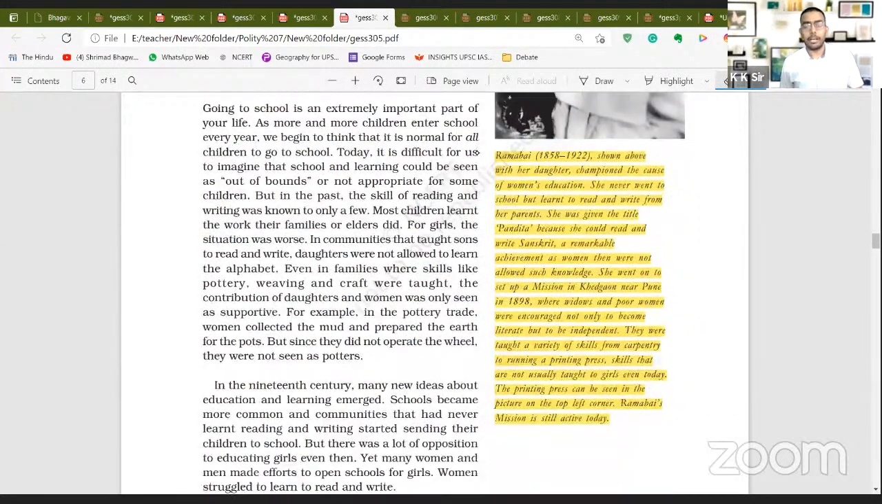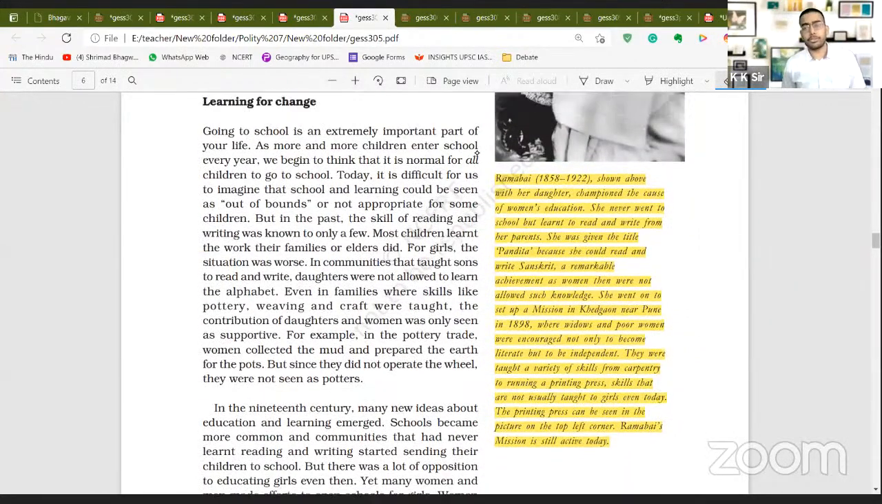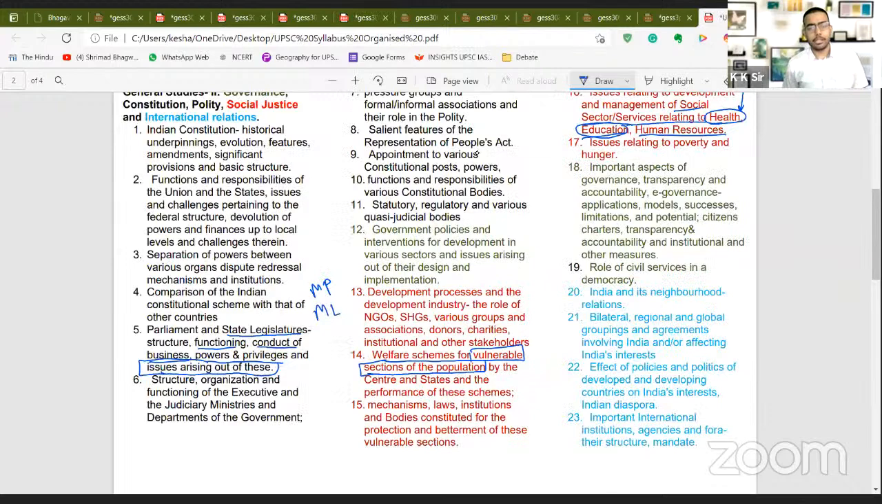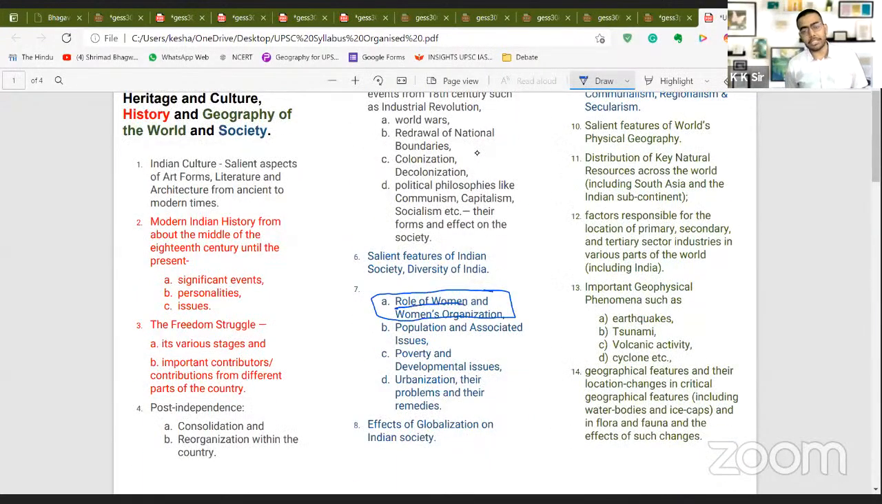Ramabai. I was saying this chapter is very important because you will come to know about many women personalities who have done great work in the field of women empowerment. Again, going back to the topic, in Indian society, the topic specifically is the role of women. So these are the women whose role you have to study.